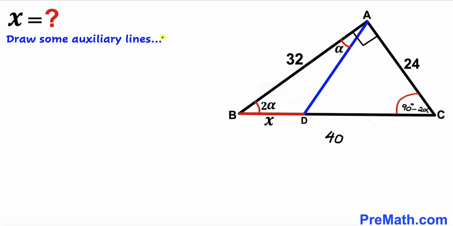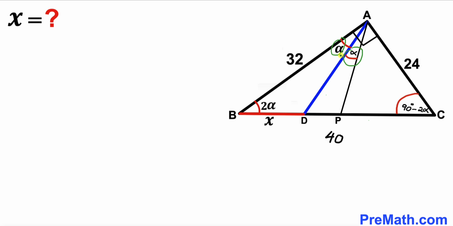Now we are going to draw some auxiliary lines. So we have constructed this line AP such that this angle DAP is alpha as well. So now we can see that this angle is alpha and this angle is alpha as well. Both angles are congruent. And here's our next step.